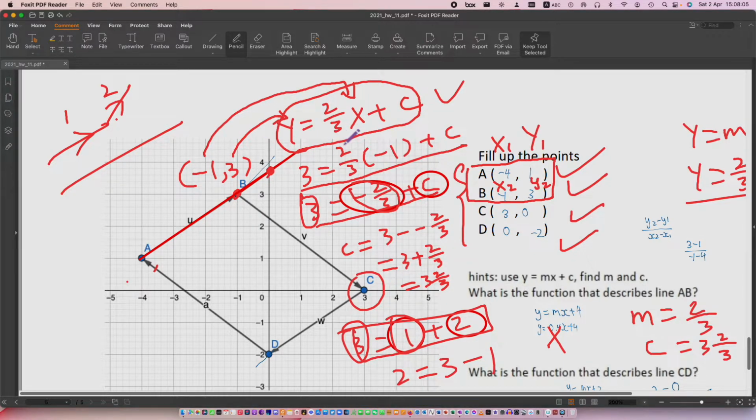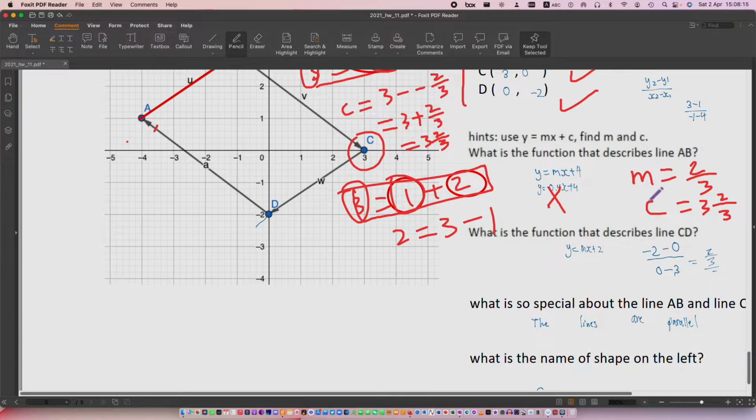Okay, so this is also something I want to teach you. Did your school teach you this? No. Not yet. Okay, never mind, I will teach you this. So that's how you get c in this case, and then after that you can get the function. So the function for this case is y equals, first m equals 2/3, c is equal to 3 and 2/3. So this is the function to describe the line AB.